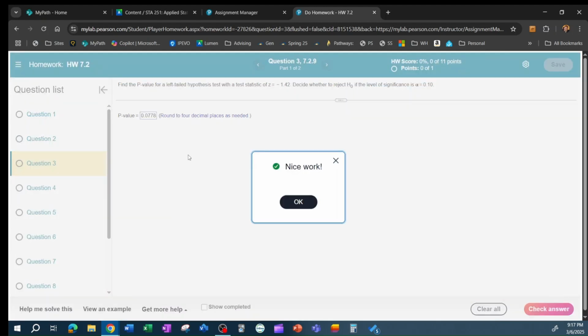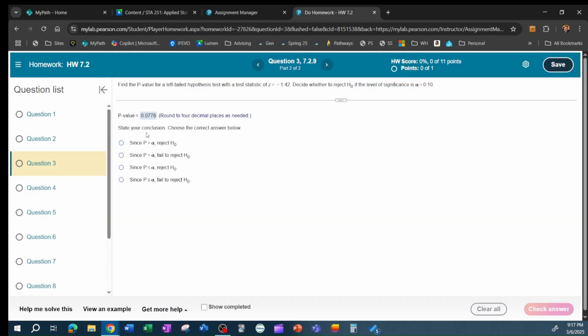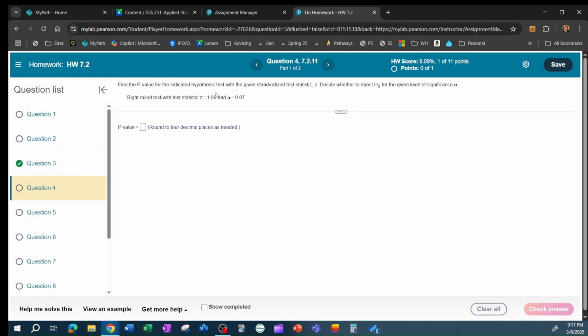Okay. Nice work. Now, is the p-value smaller than alpha? It's 0.07. Yes, it's smaller. That means we can reject. The p-value is smaller than alpha here. Reject H0. Nice. Okay, good. All right, let's go to the next one here.